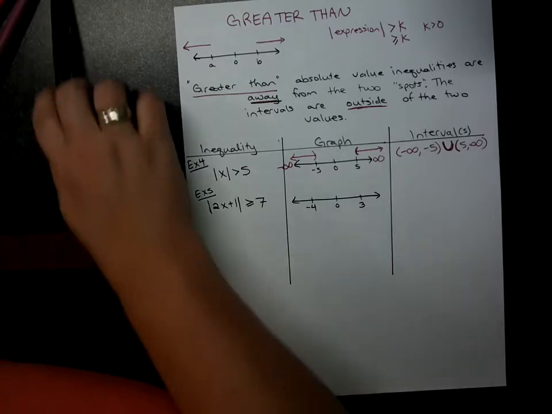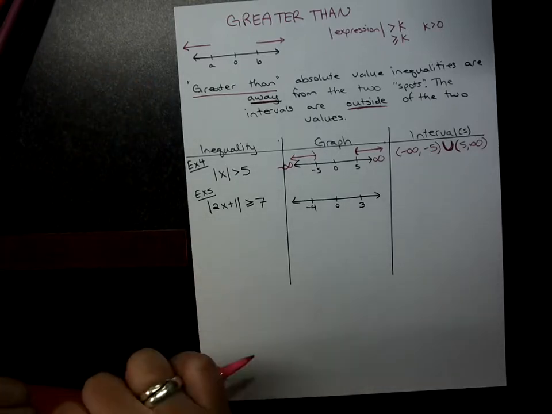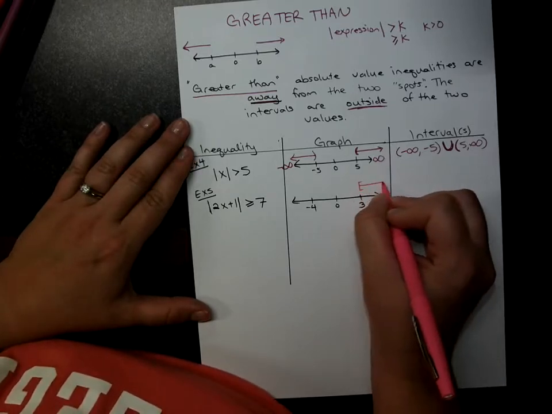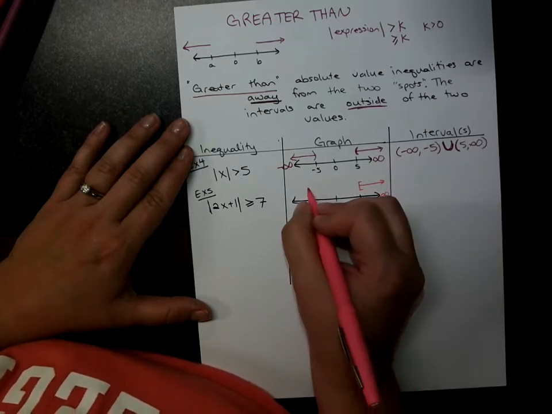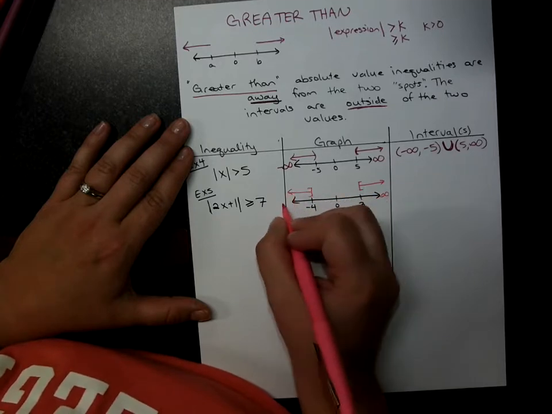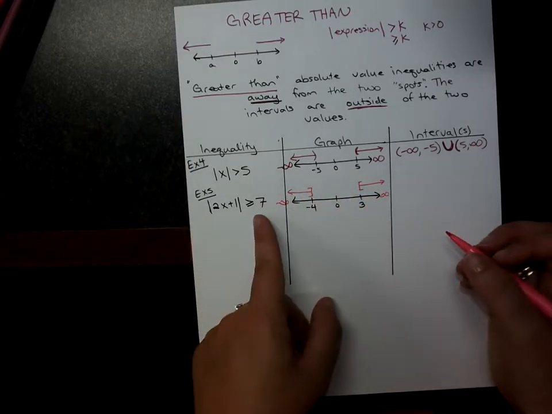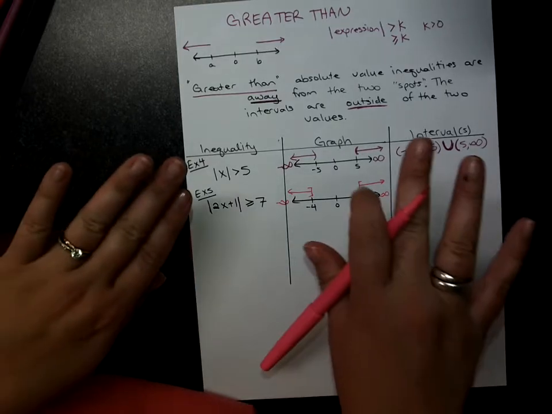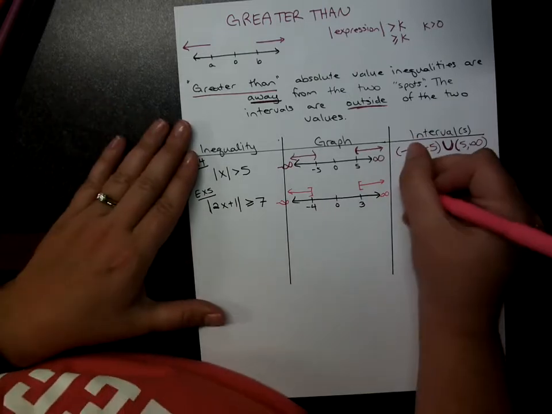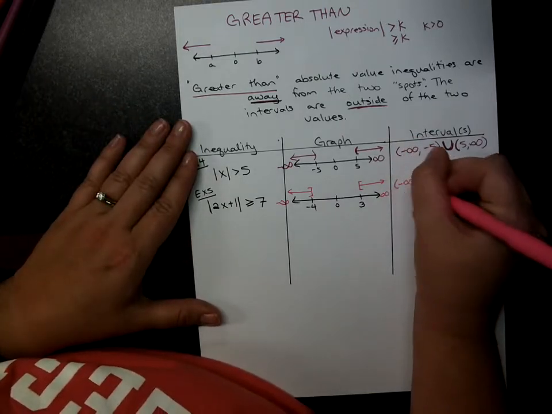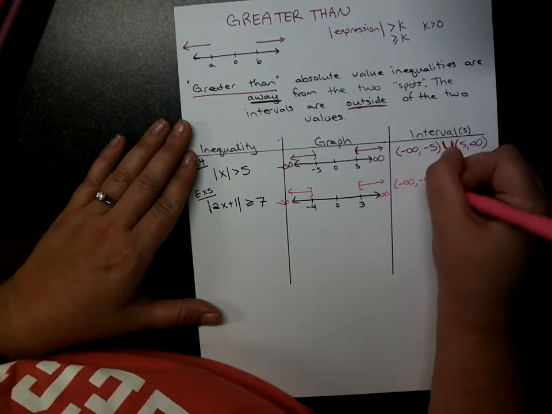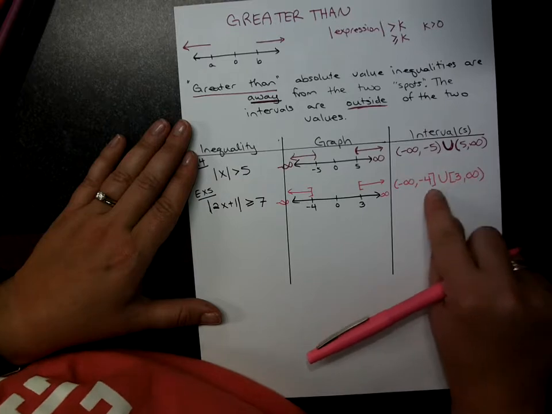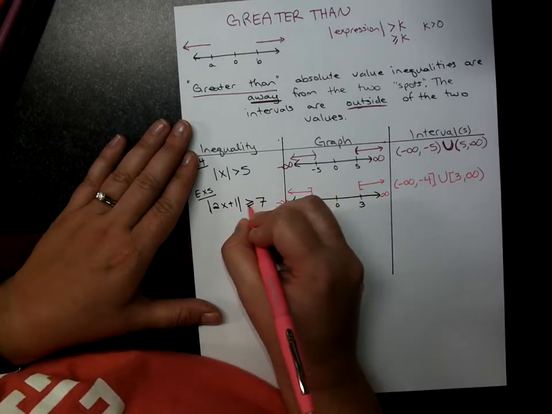The difference is from these 2 spots, we're going to go opposite directions. So we're going to use a bracket at 3 and go away from the middle, and a bracket at -4 and go away from the middle. So one pushes towards negative infinity, one pushes towards positive infinity. Again, if you're saying you need to be greater than a certain distance away. So negative infinity to -4, union 3 to infinity. And I'm using brackets because there's that line underneath.